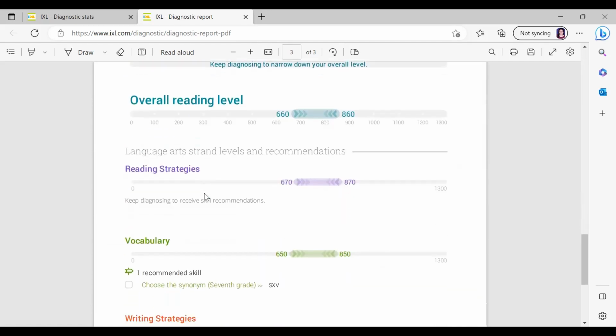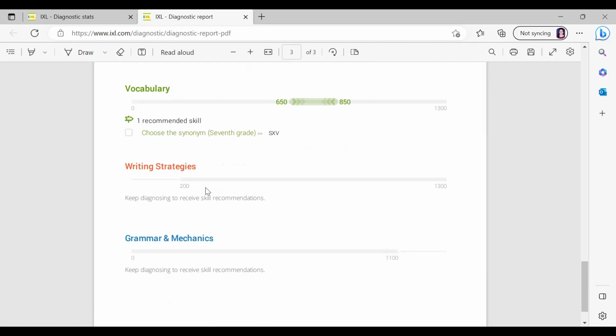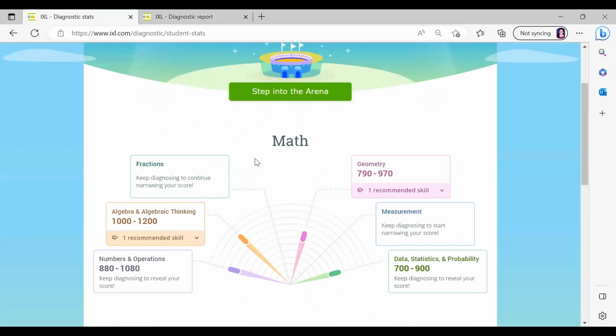Okay, so they give you an English part. The reading was not diagnosed yet, so it cannot tell you. Recommended scale usually comes from mistakes in your diagnostic result. There's a synonym they ask you to do. It's a 7th grade thing. It matches with what they said. 3.5 means halfway through 6th grade to halfway through 8th grade. You are in the range because you're not fully diagnosed. And the writing was not even diagnosed at all. Grammar, mechanics was never touched. So that's this person's diagnostic result.